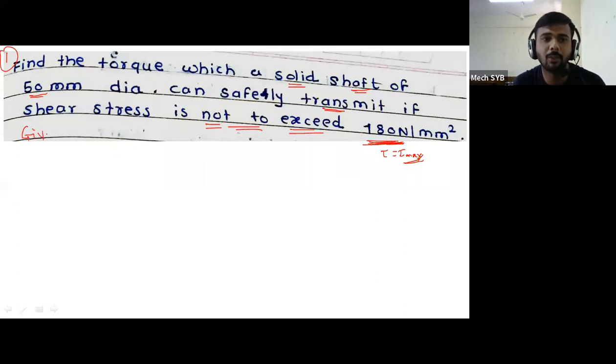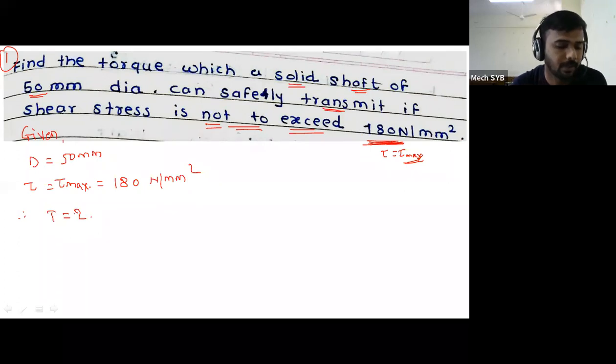So if I write down the given parameters, d is equal to 50 mm, then tau is equal to tau max is equal to 180 Newton per mm square, and we have to calculate the torque. That means we have to calculate the strength of the shaft. Here we are calculating the value of torque, that is how much torque the shaft can transmit. That means we are checking the strength of the shaft. Which formula do we have to use here?